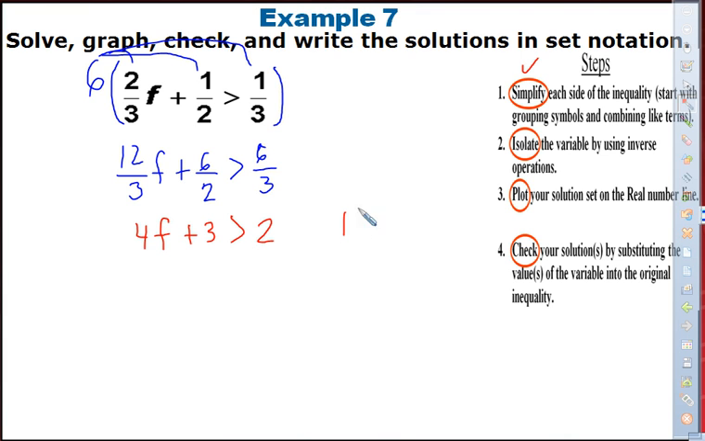So, for homework, we're looking at pages 165 through 166, and we're doing numbers 2 to 48, every other even.